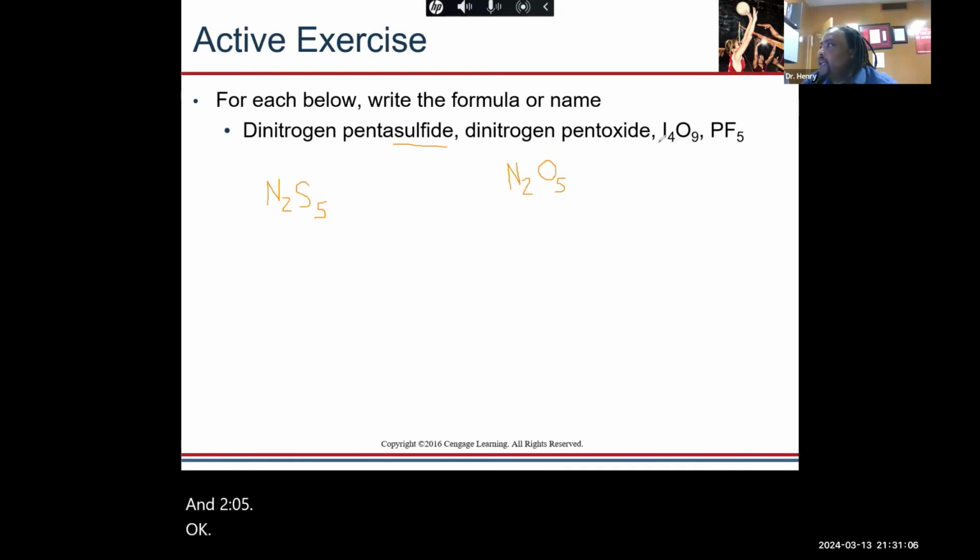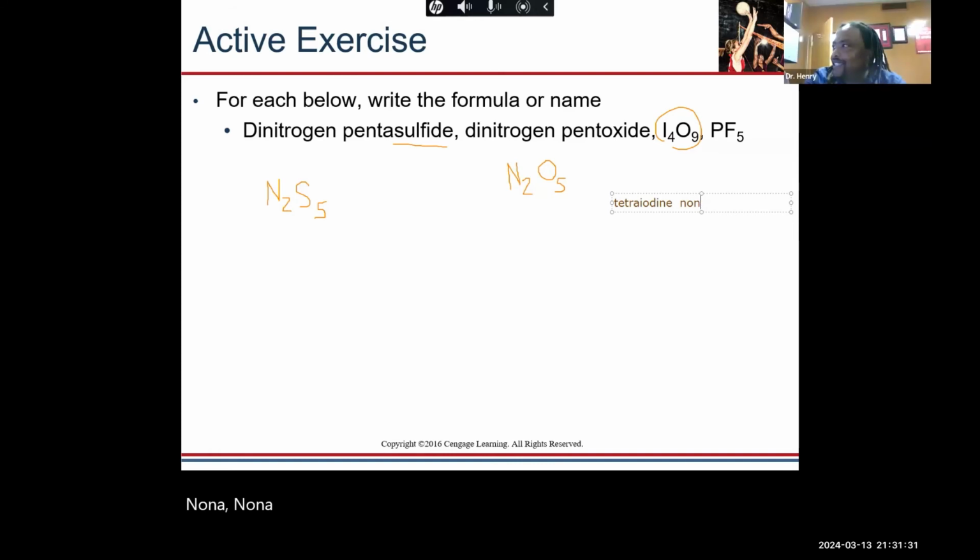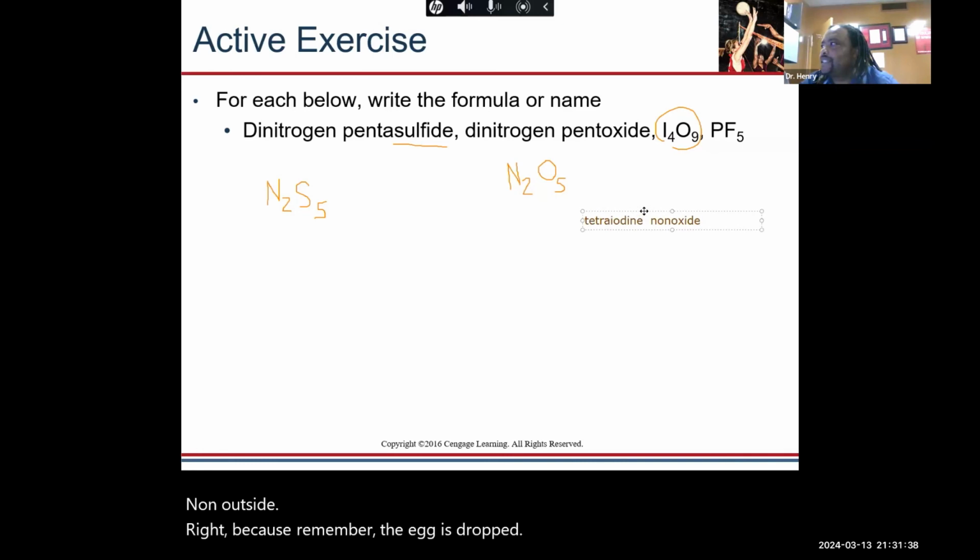Okay, what is the name of this compound? Tetraiodine nonaoxide? Right. Remember the A gets dropped. Yes. Okay.